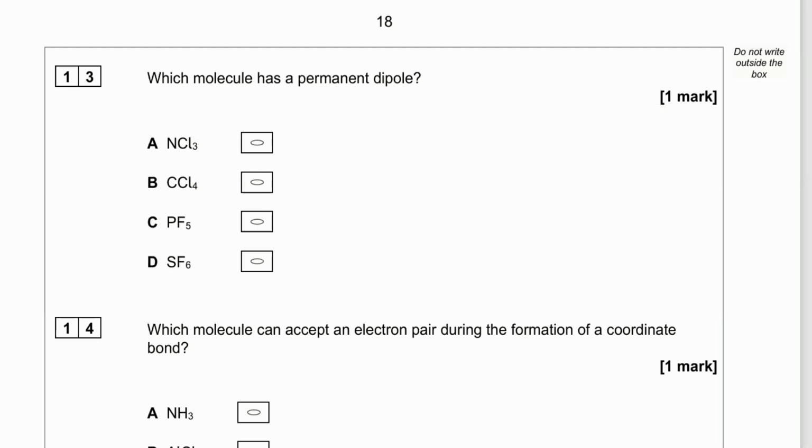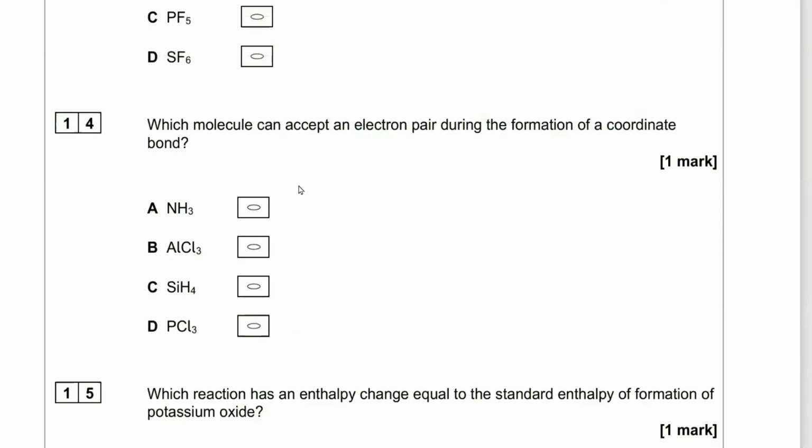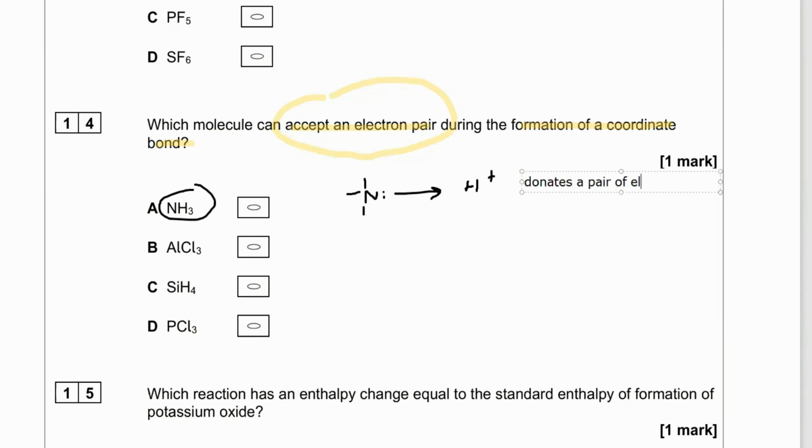Easy peasy. Question 14. Which molecule can accept an electron pair during the formation of a coordinate bond? So a common answer that would be a mistake here would be to go for the ammonia molecule, because ammonia loves to get involved in dative covalent or coordinate bonds. And the reason is the ammonia can donate a pair of electrons, just like the NCl3 above. The NH3, the ammonia, has a lone pair of electrons, and look, it can donate these electrons to something else, especially when it forms ammonium, the ammonium ion.